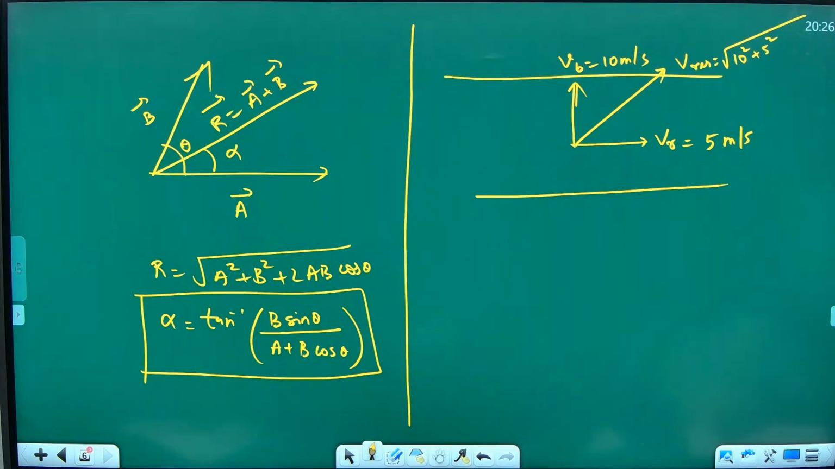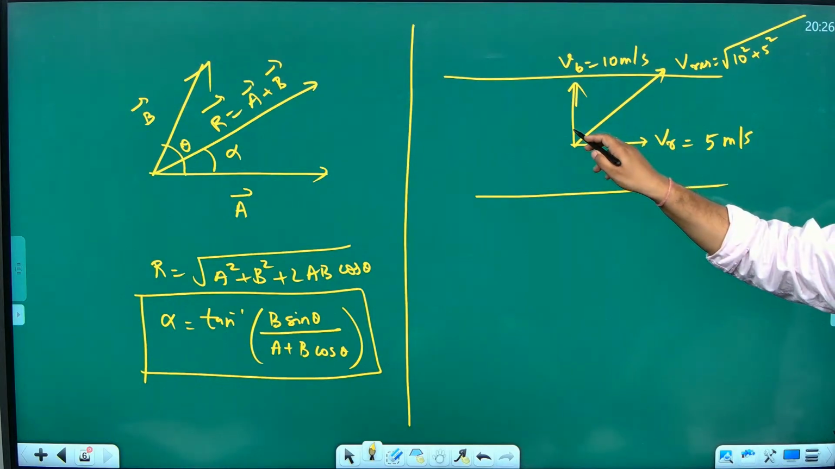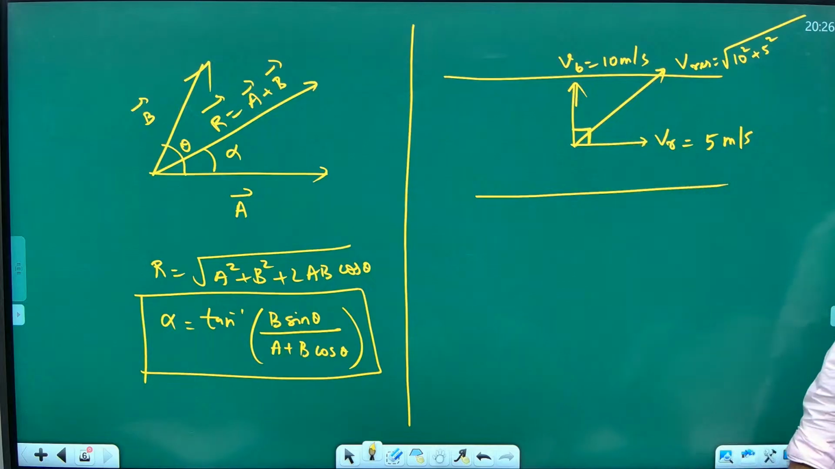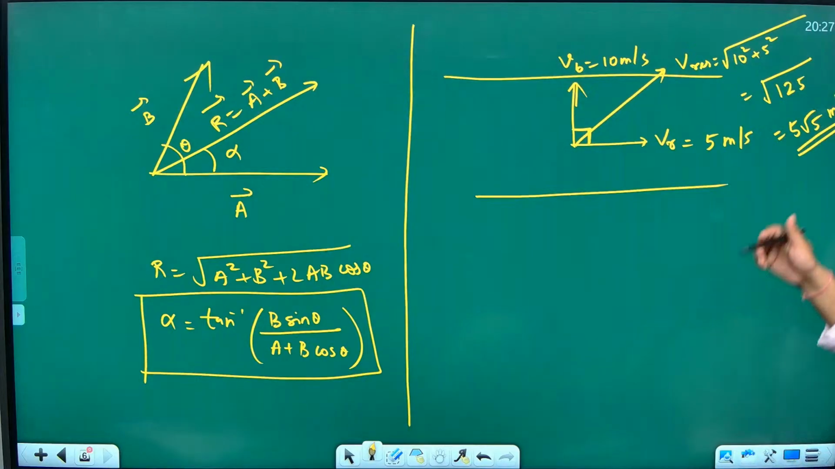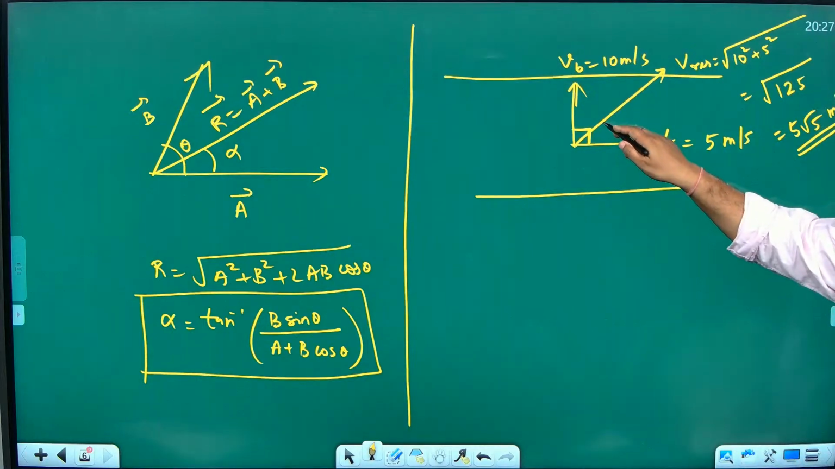I hope you are understanding what I am doing. A square plus B square plus 2AB cos theta, and theta here is how much between them? 90 degrees. Cos 90 is going to be 0, so it is going to give me root over 100 plus 25, 125. 125 means what? 5 root 5. So 5 root 5 meter per second is what? Resultant velocity. Yeah, tell me. Okay, correct. After that, direction, this is alpha.